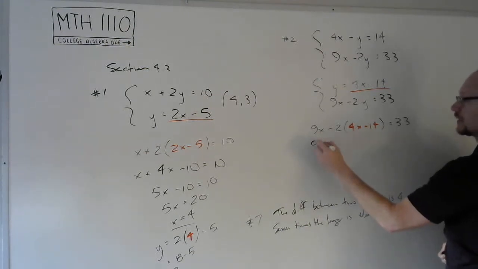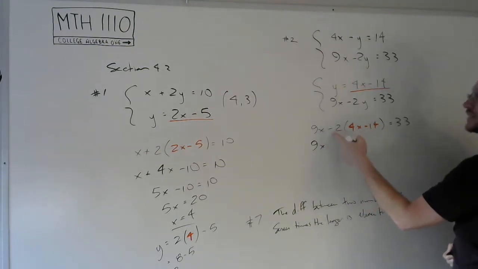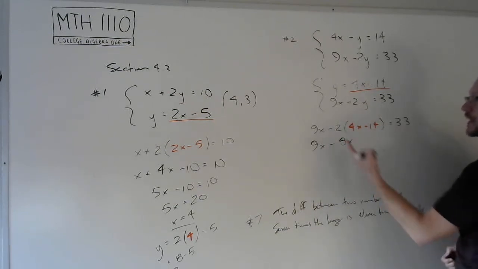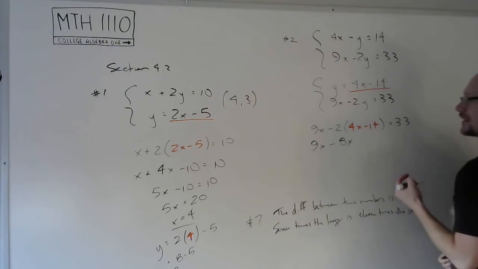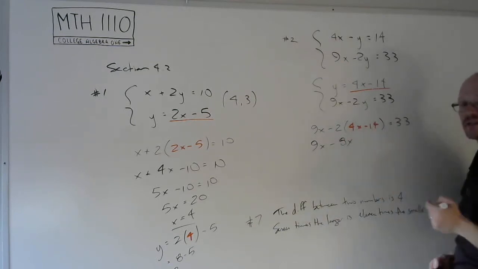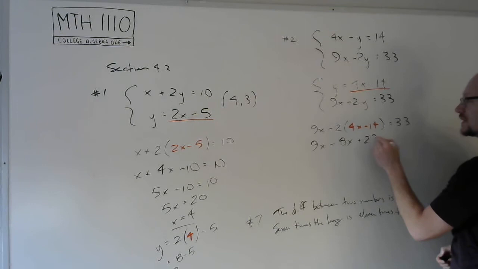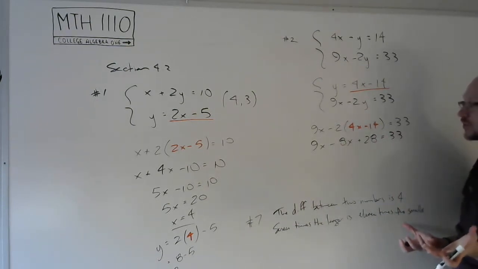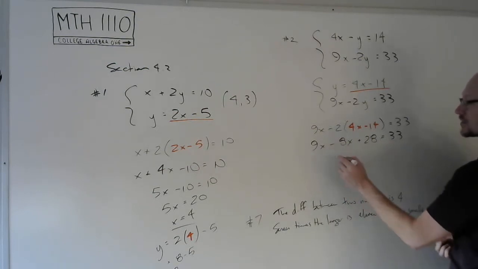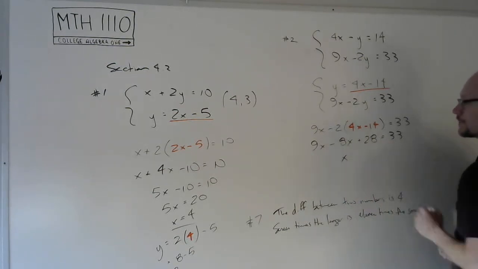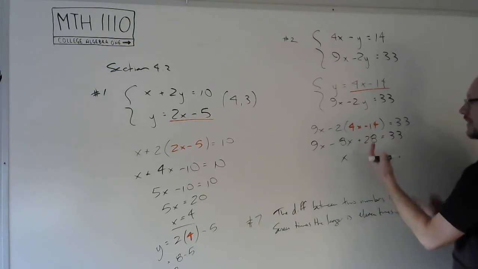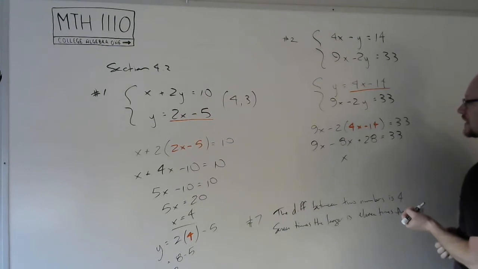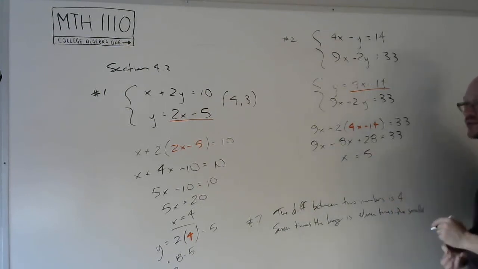Looks like the numbers are pretty ugly. I'm hoping it works out nicely. A minus 2 times the 4x is a minus 8x. A minus 2 times a minus 14, that's a minus times a minus, and negative times a negative is a positive. Positive 28 equals 33. It looks like this equation is going to work out pretty nicely. And 9x minus 8x is just a plain 1x, or x. If I subtract 28 from both sides, 33 minus 28 happens to be 5. So x equals 5. Great.